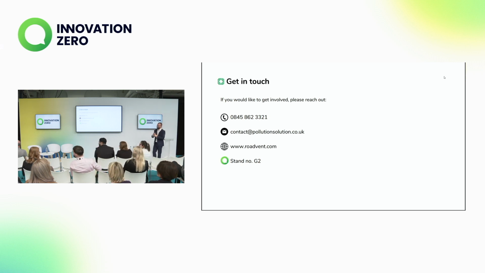One question. Hi. Do you think this solution can be used for factory emissions? Sorry, factory emissions in the interim until they can be, you know.